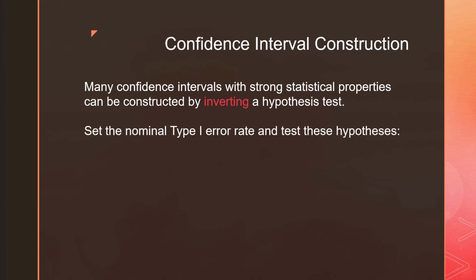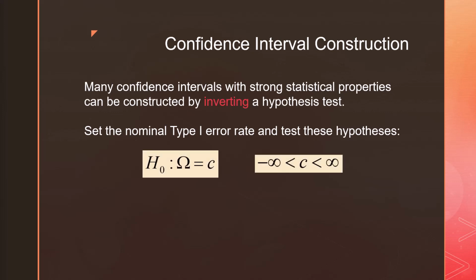First, we set the nominal type 1 error rate, that is our maximum tolerance for a type 1 error, just as we do when we test a hypothesis. Indeed, we're still going to do hypothesis testing, but rather than focusing on a single hypothesis, we're going to test all possible hypotheses. The symbolism here is that omega is a placeholder for whatever parameter is of interest.